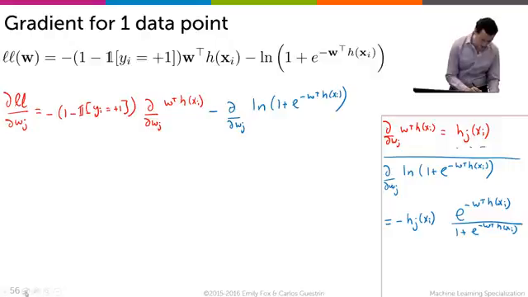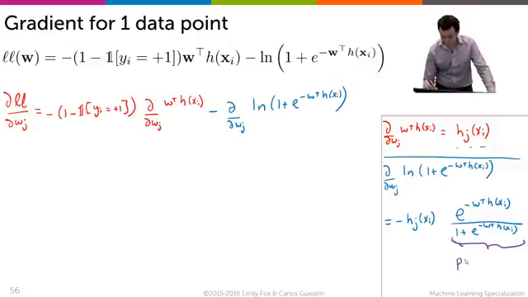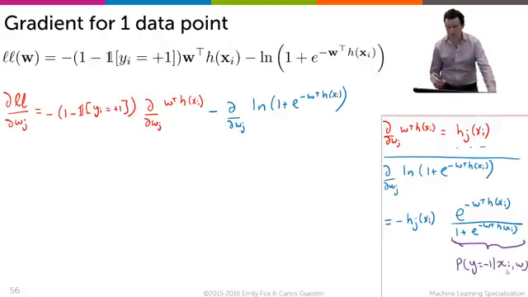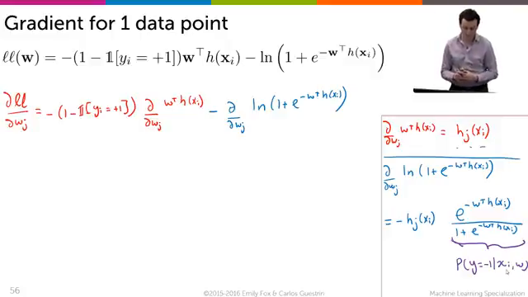I'm going to change colors here because it's just too much fun. Now, what is this term here equal to? The probability that y is equal to minus 1 when the input is xi and you're using parameter w. That's how that probability showed up in the derivative in the first place. You went through a lot of math and then you got that probability back.